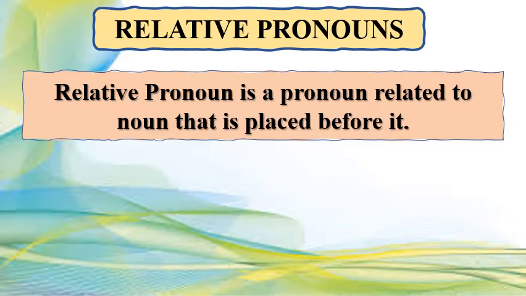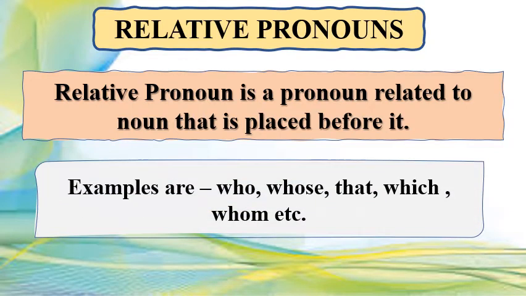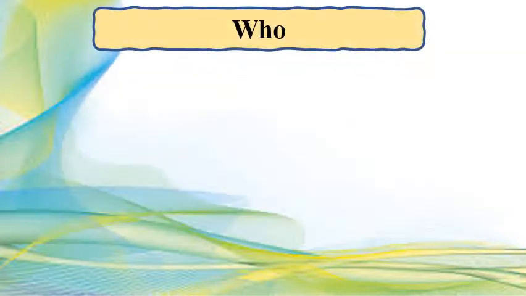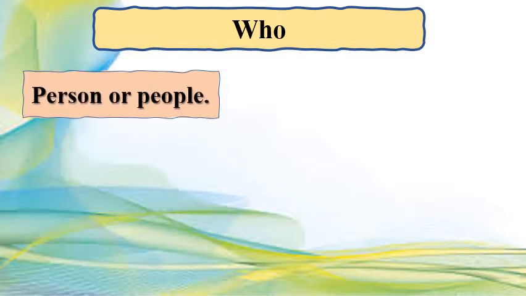Tina, who has long hair, is my sister, right? We have used who. So there you can see that a noun is placed before that word who. Examples are who, whose, that, which, whom. Now let us study who in a little bit of detail. We use who for a person or people, you know this very well, and we use which for a non-living thing. I hope you know this. We use who for a person or people, that's for living things, and which we use for non-living things.